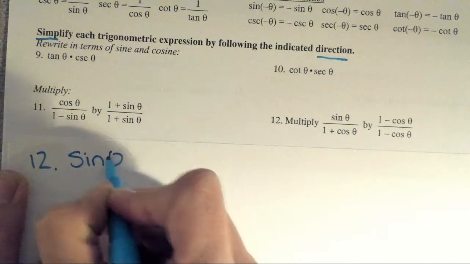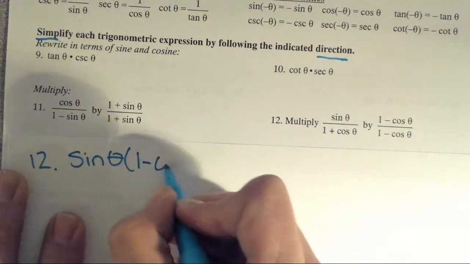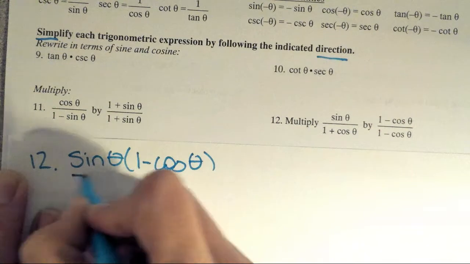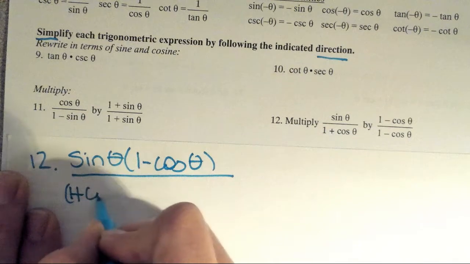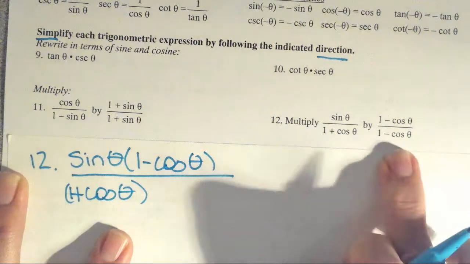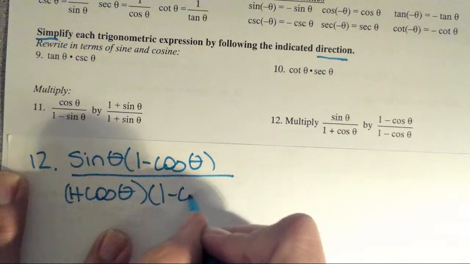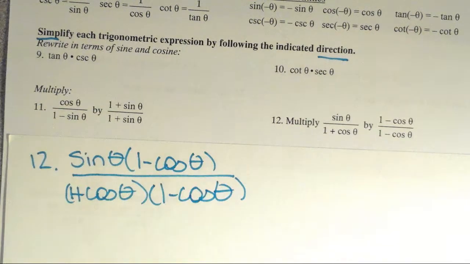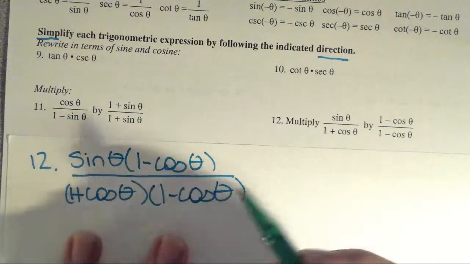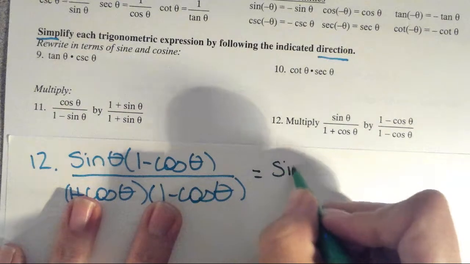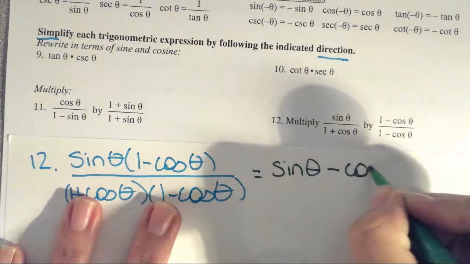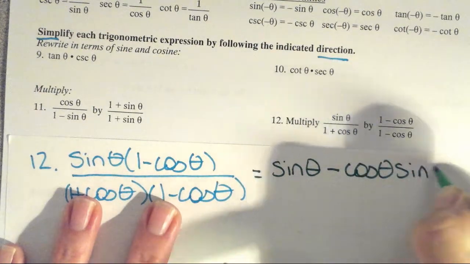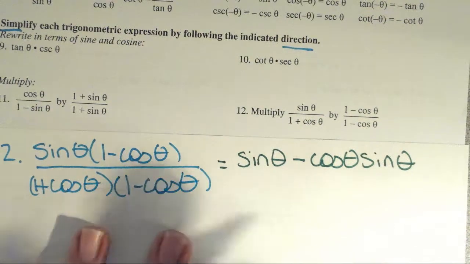So sine theta times 1 minus cosine over, the bottom one is 1 plus cosine theta. They want me to multiply it by 1 minus cosine theta. All right, so we're just going to go do the work, just like we did on number 11. Sine times 1 is sine. Sine times negative cosine is going to be negative cosine sine. Again, the order doesn't really matter. I usually do it alphabetical.